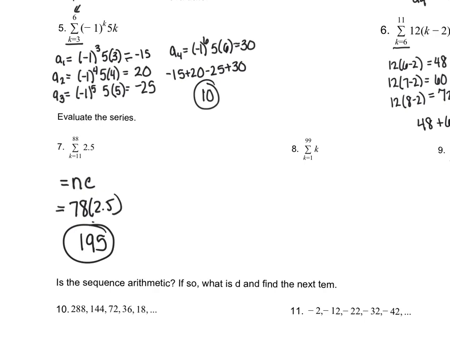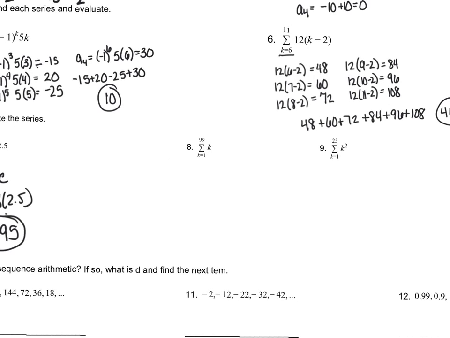For this one, this is our linear. Because we have k as a constant, our formula here is n times n plus 1 over 2. So when I do that, my number of terms would be 99 times 99 plus 1 over 2. In my calculator, 100 times 99 divided by 2 is 4950.